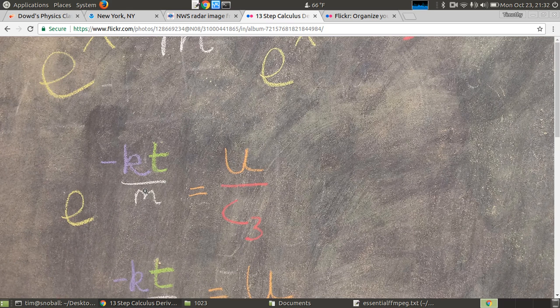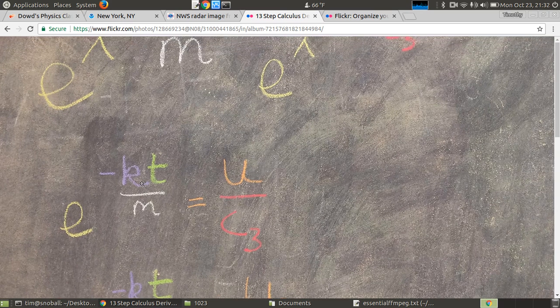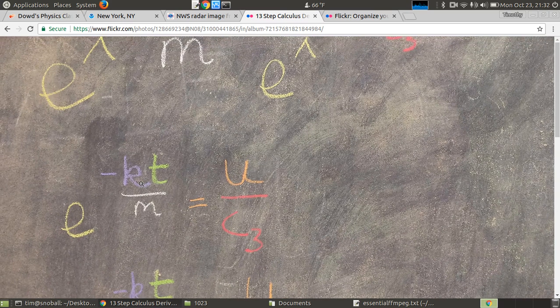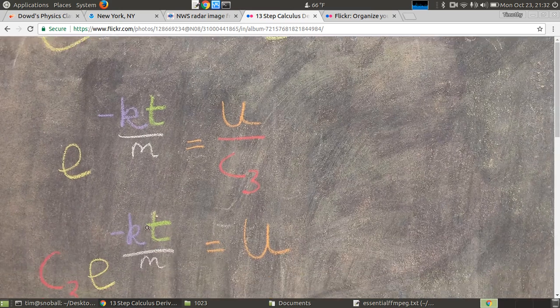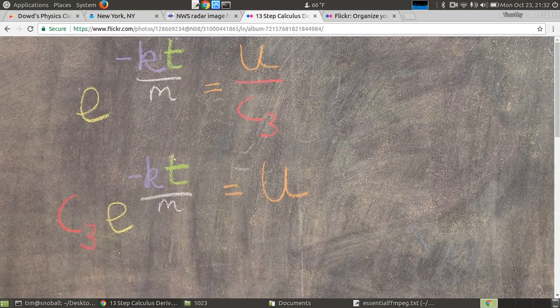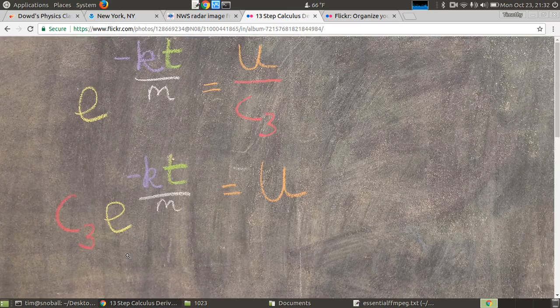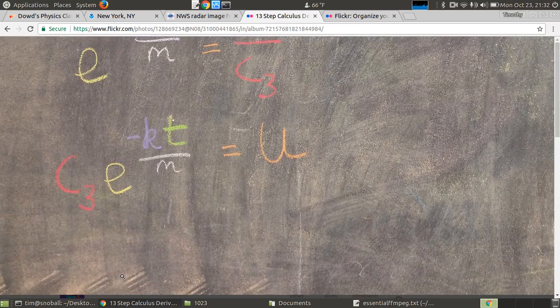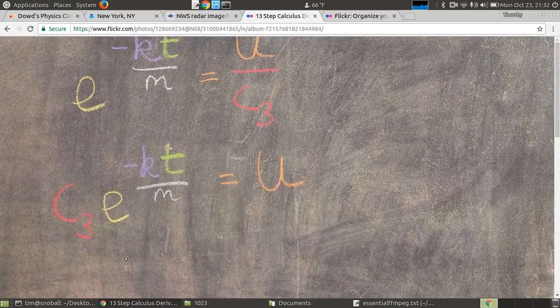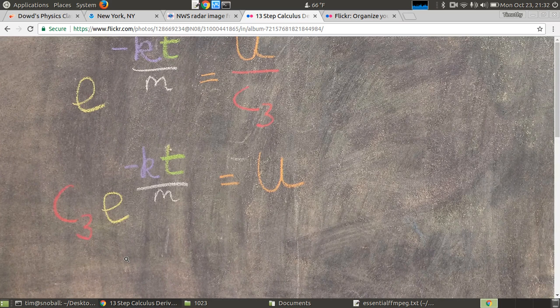So I'm now done with natural logs, which makes me feel a lot better. Again, the goal was to get u by itself so I can sub v back in. So I'm going to multiply both sides by c3. So I have c3 e to the minus kt over m equals u. And our next step is just going to be to sub in u for the original definition of u so we can get velocity back into this equation.